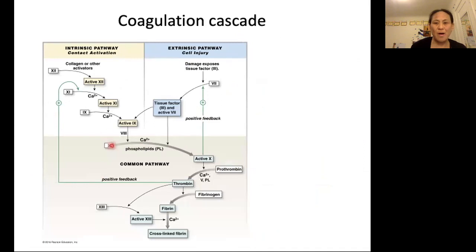Okay, it looks pretty complicated, but don't worry, I'll walk you through it, and I don't expect you to know all the details. But I want to start by saying that when we damage a blood vessel, as I just told you, we expose collagen, okay? Another thing that gets exposed when we damage a blood vessel is a substance called tissue factor, okay?